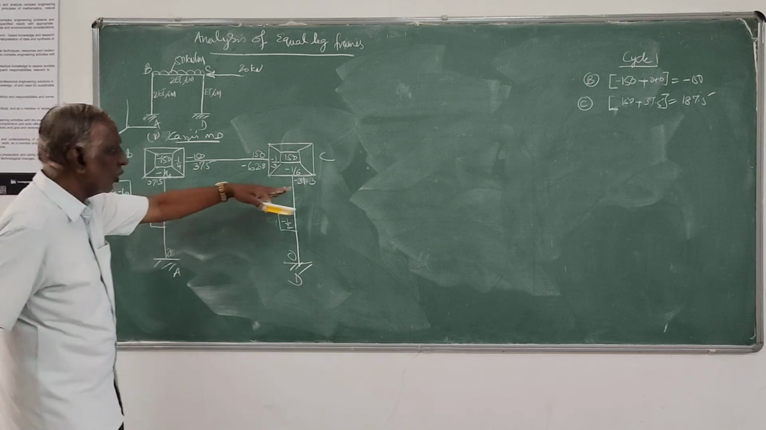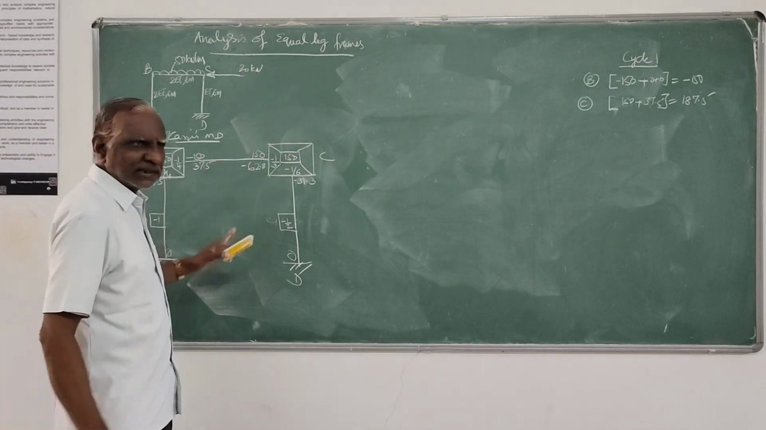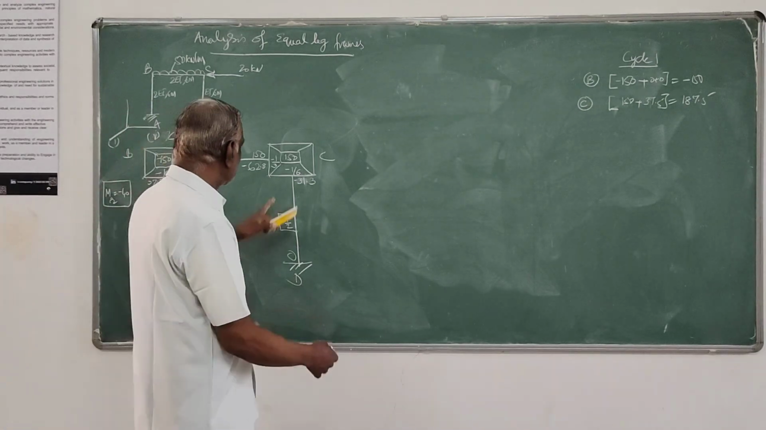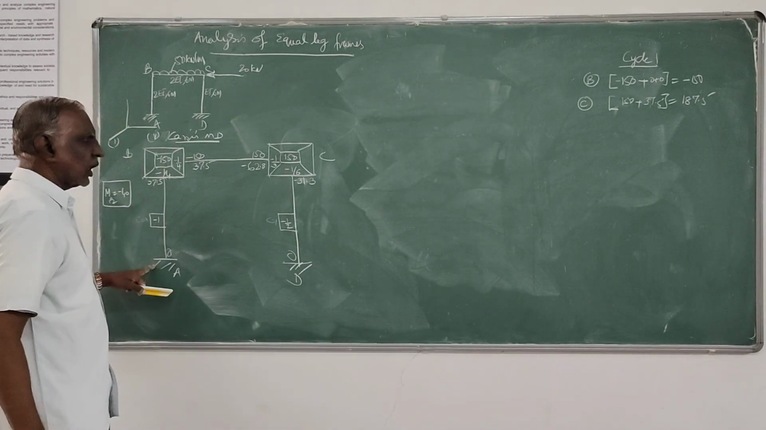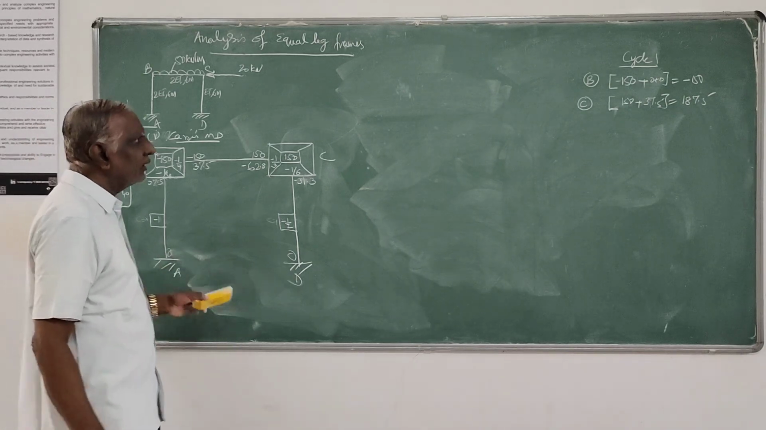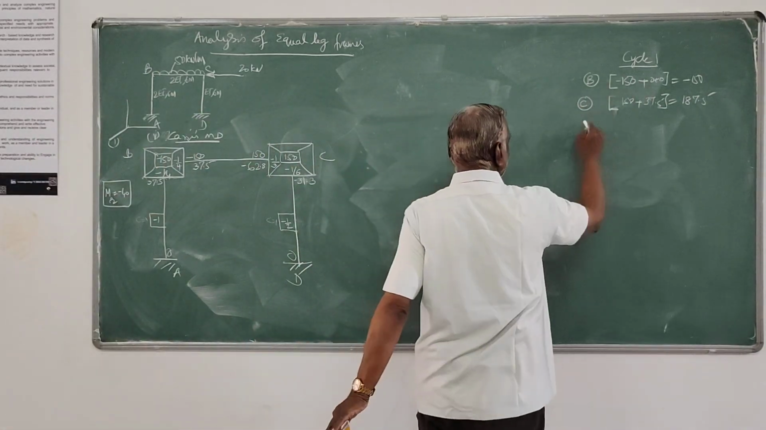Strictly speaking, you have to go up to the 4th decimal. Then only you will get perfect convergence. So next, beyond B and C, joints A and D are fixed, so there is no contribution due to rotation. Forget it. So this is cycle 1.